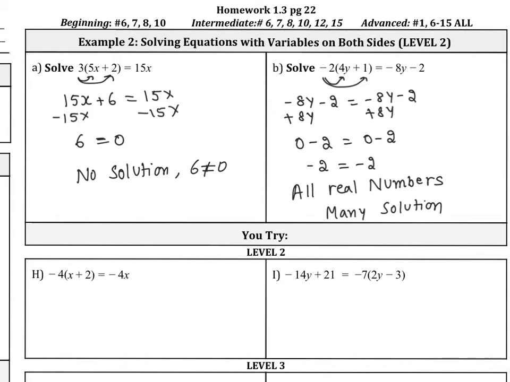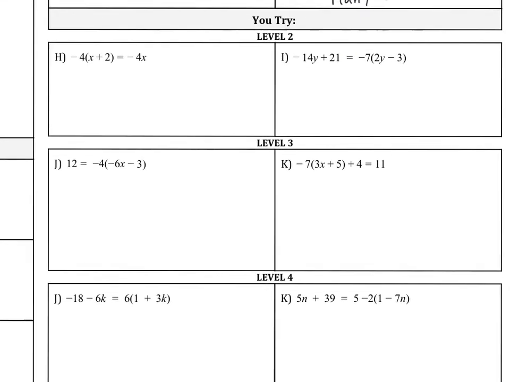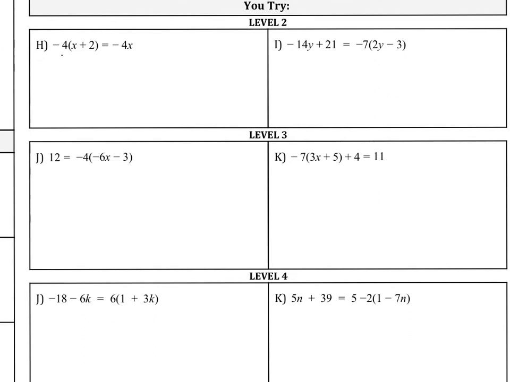Let's do now the You-try problems underneath here. For letter H, you're going to distribute the negative 4 inside. So you get negative 4x minus 8 equals negative 4x plus 4x on both sides. You get negative 8 equals 0. Negative 8 is not equal to 0, so you say no solution.